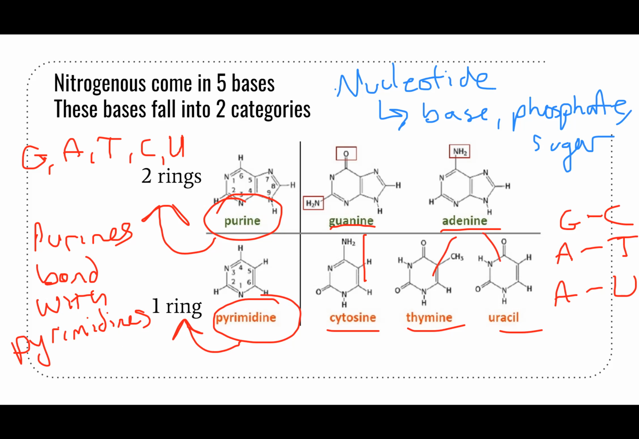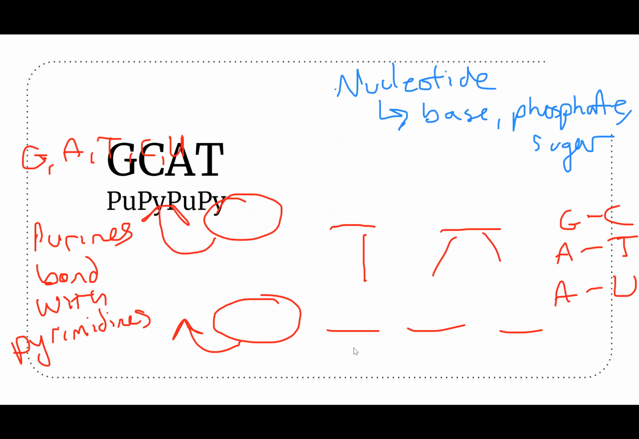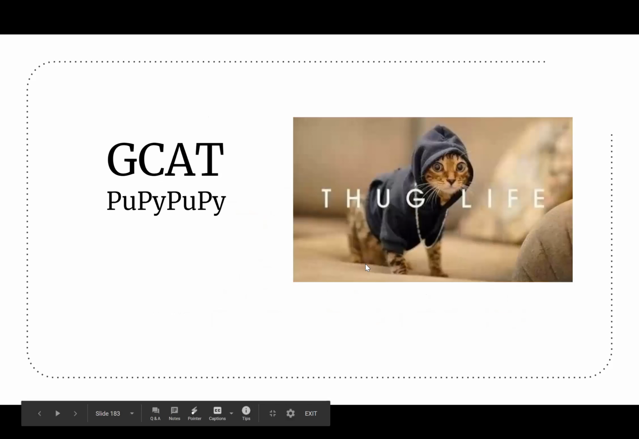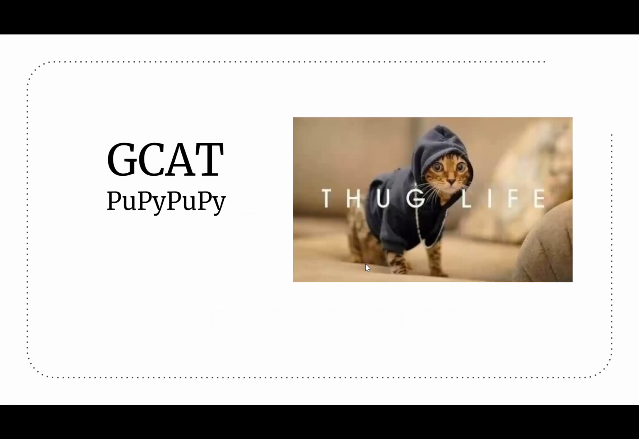Okay. So I believe that's our last slide. The one thing that I'm going to leave you with is this idea of GCAP puppy. This is just a stupid mnemonic device to remember which ones are purines and which ones are pyrimidines. So guanine is going to be a purine, cytosine is going to be a pyrimidine, adenine is going to be a purine, and thymine is going to be a pyrimidine.